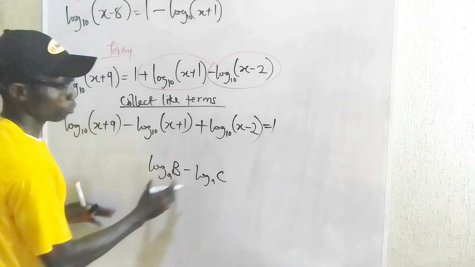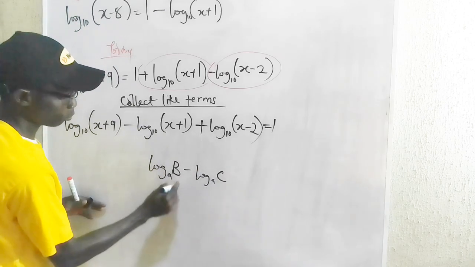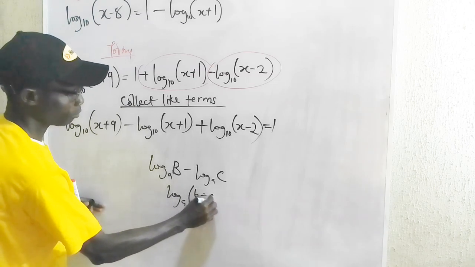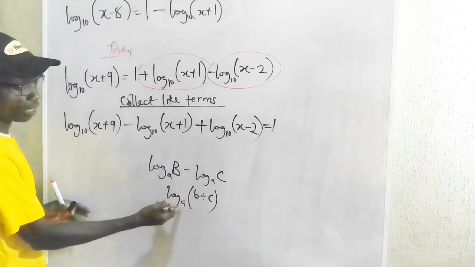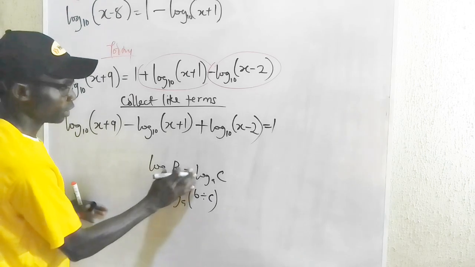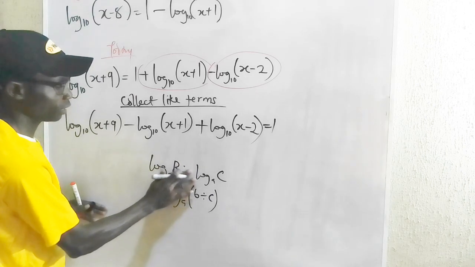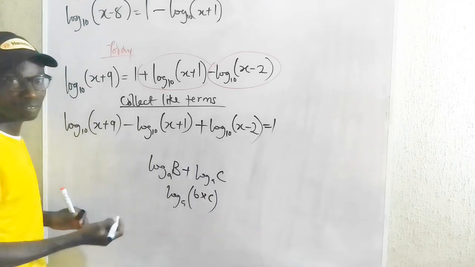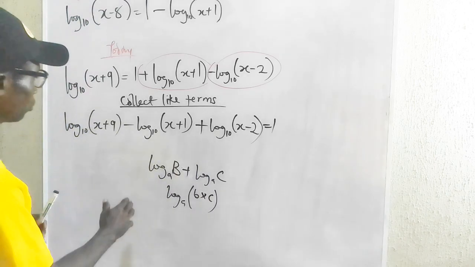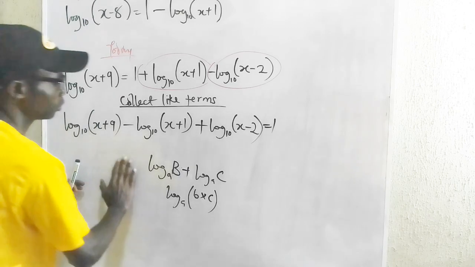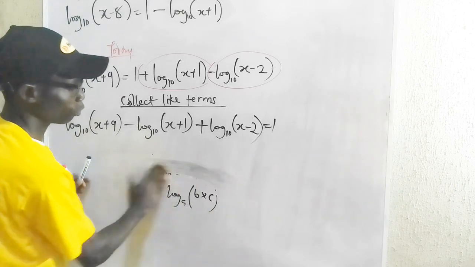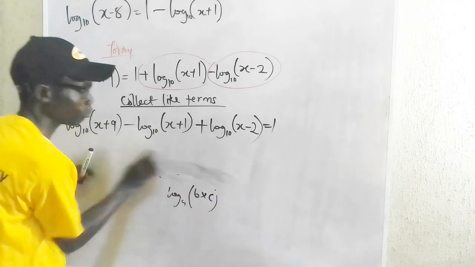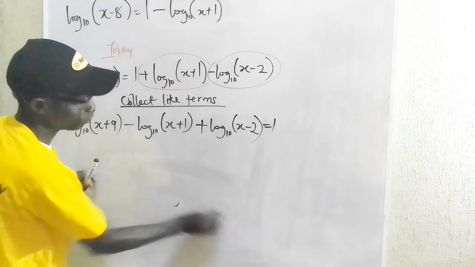Now, the rule in log is if I have log a of b minus log a of c, it's going to be a single log, b divided by c. So when I have the log out, it's going to be a division. If it were addition here, this is going to be b times c. The same thing will follow here. Because we have this to be division, let's follow the rules of BODMAS: division, multiplication.